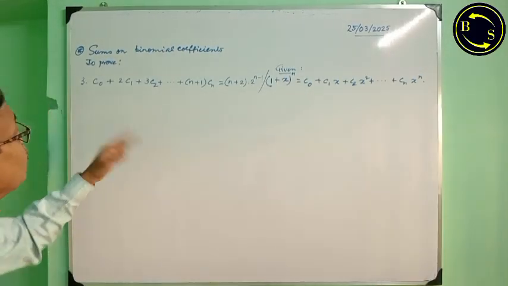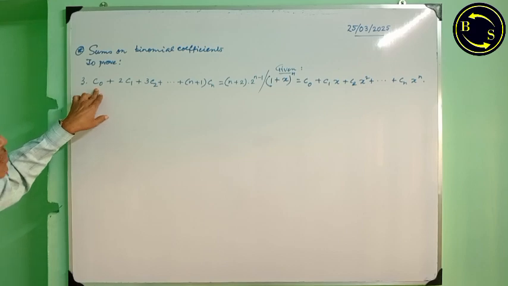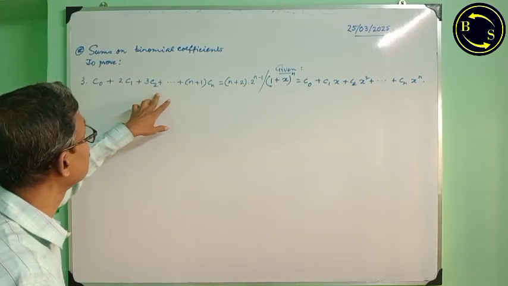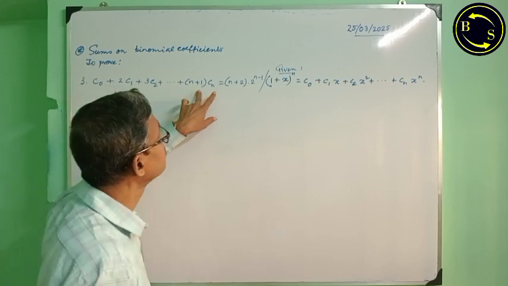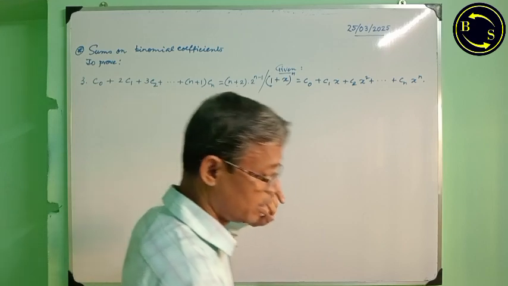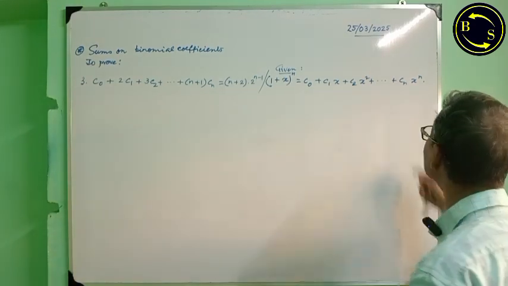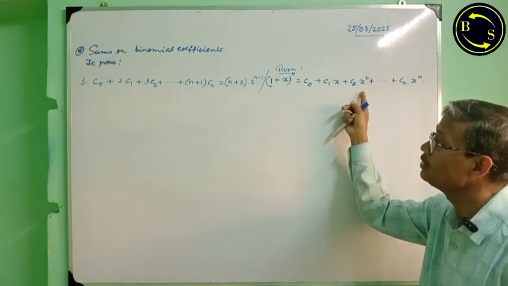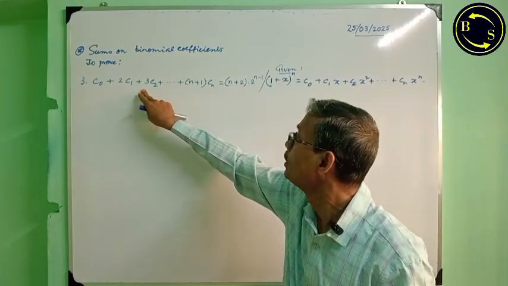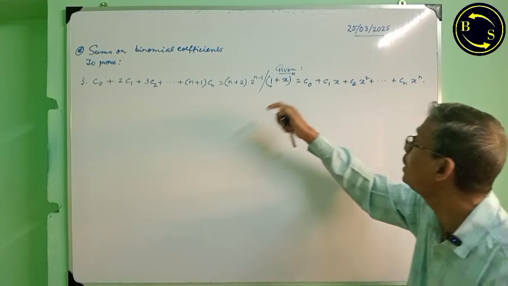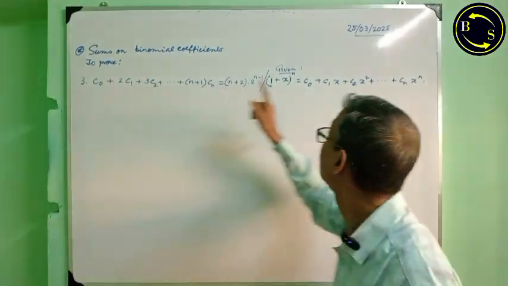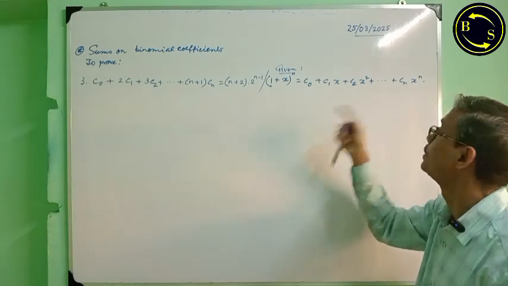Here first I follow the terms. Left hand side C0, 2 C1, 3 C2, n plus 1, and right hand side n plus 2 into 2 to the power n minus 1. Now if we follow this expansion and the relation to be proved, we see C0 is present in both cases. All the coefficients are present.